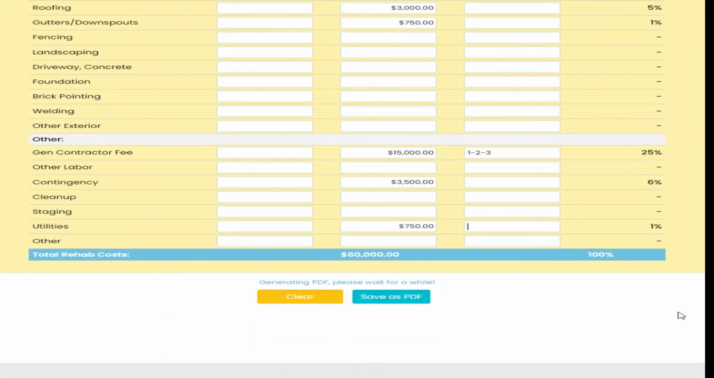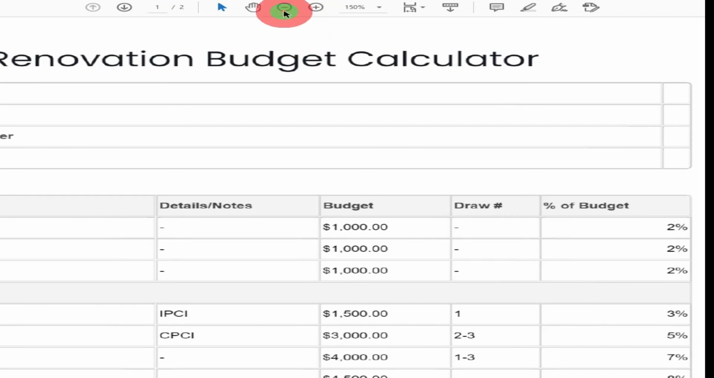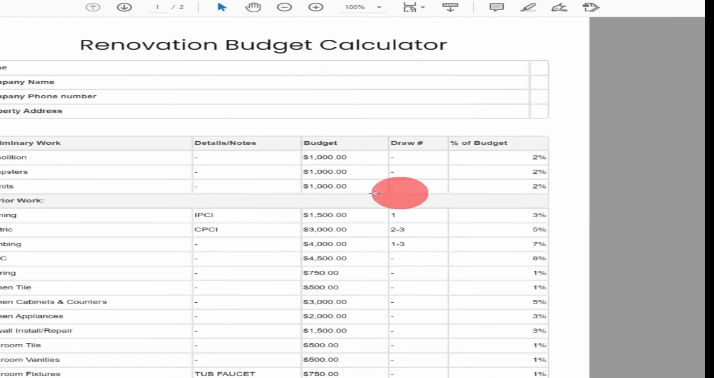And if you wanted to share this with your end buyer, or even your hard money lender, you come here, save as a PDF, wait for it to populate, right? Make it a little smaller, bring it down to 100%, and you have all your numbers here. You can save it, email it, do whatever you want to do to it.